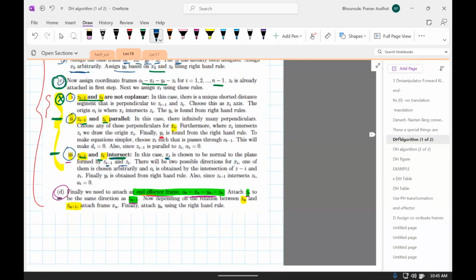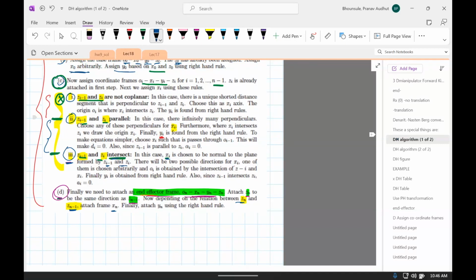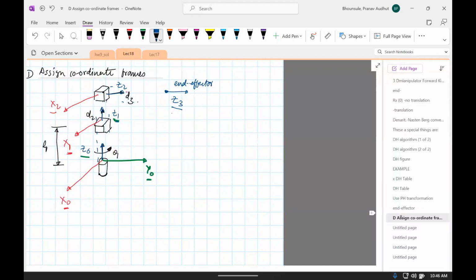And then I still need to assign X3. Depending on the relation between Zn and Zn minus 1, attach frame Xn. So where do I find this relation? It's back here. I need to figure out which of those cases it lies in. Looking back here, we see that Z3 and Z2 are actually intersecting. And so if they're intersecting, then I need to follow number 3. In this case, xi is chosen to be normal to the plane formed by zi minus 1 and zi. So z2 and z3 are here, and you can look at the plane which is 90 degrees to it, and assign x3 in any direction you want.